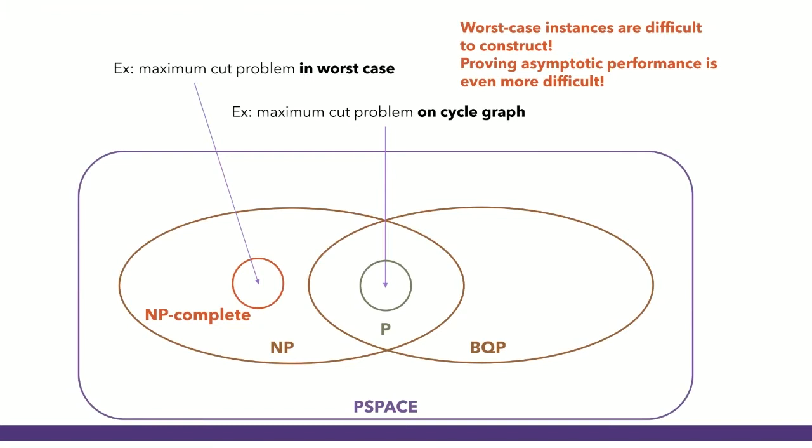Worst-case instances are not always trivial to construct. Saying that maximum cut is NP-complete, it's not trivial to saturate that bound. And maybe not all practically interesting instances are like that. Proving asymptotic performance, especially of quantum algorithms, is notoriously difficult. So this is something to keep in mind here.